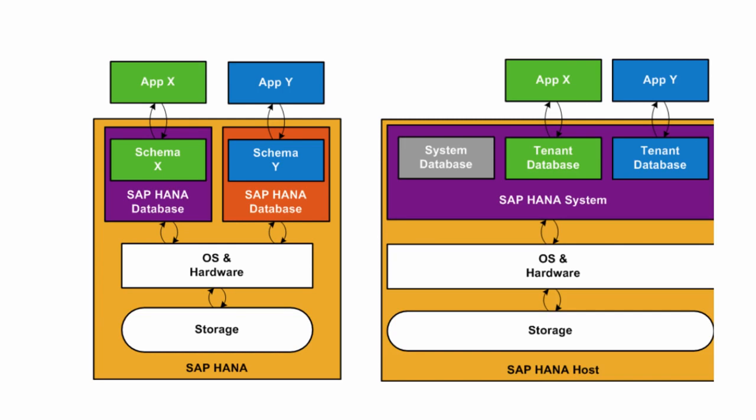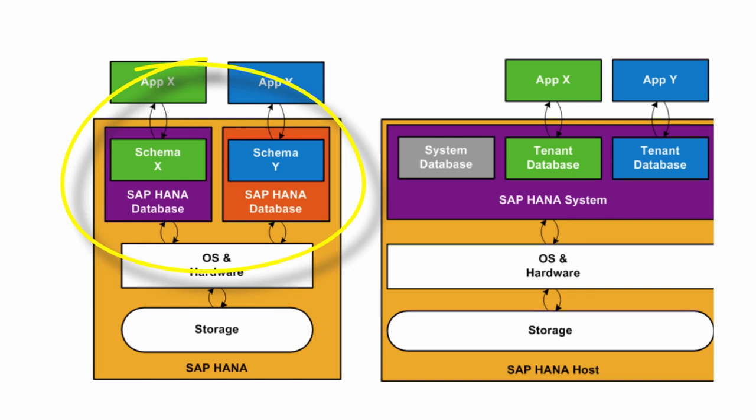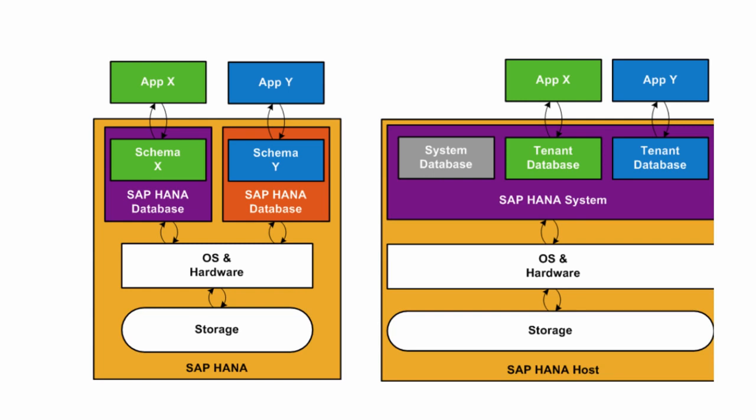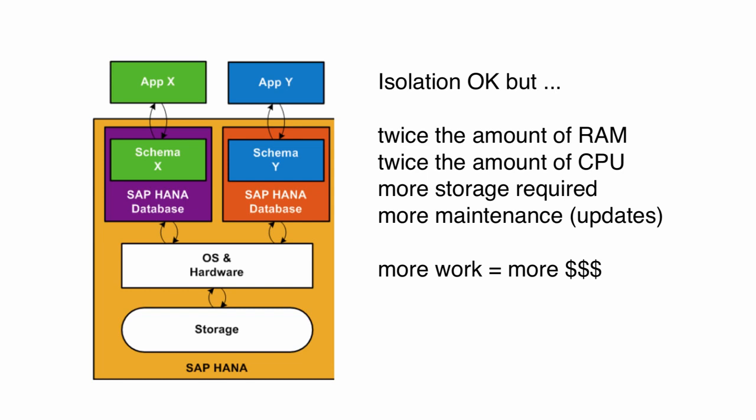No problem. Here's another approach used with previous editions of SAP HANA. Here we see two installations of HANA on a single host. This gives you the required level of isolation, no problem. However, this does not provide a good use of shared resources. You have two systems, so you need 2 times the amount of memory, CPUs, and also more storage. You have 2 installations of HANA, so that's 2 times the maintenance, software updates, and so on.